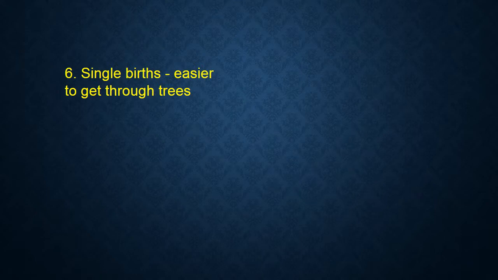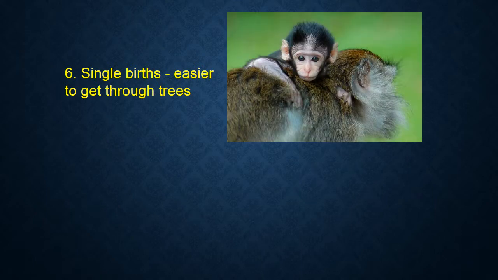Typically, we have single births. We don't have a litter, in other words. And for monkeys, that makes it easier to get through trees. You can have one baby on your back instead of 12. You couldn't get through a tree with that.